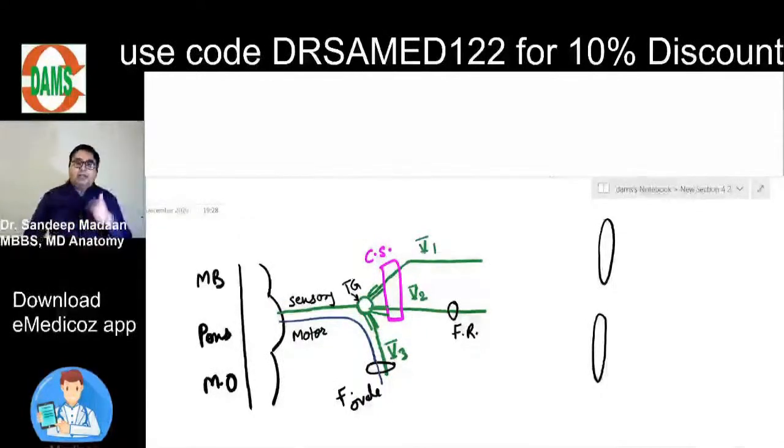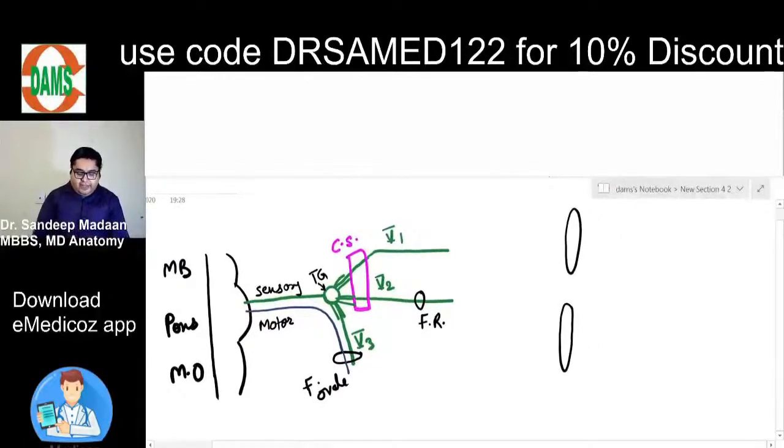Although the latest edition of Gray's says that the maxillary nerve is not along the lateral wall of the cavernous sinus, just like the mandibular nerve, it is outside. But the recent edition of Harrison is still telling the previous thing, that is the classical teaching, that the maxillary nerve is also along the lateral wall of the cavernous sinus. So we will follow it. That is a standard book, isn't it?